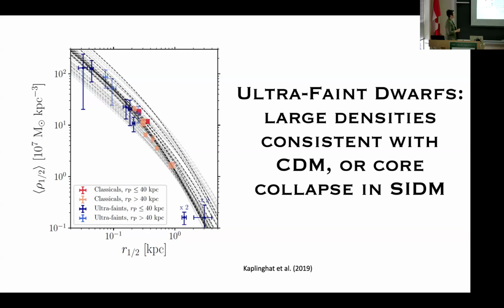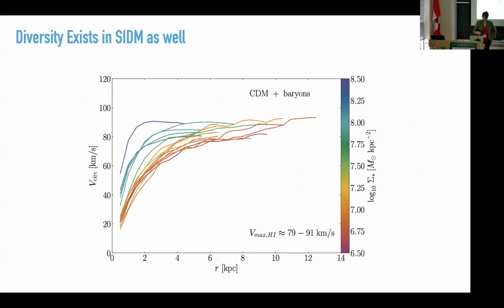So this is the density within the half-light radius of a bunch of Milky Way satellites as a function of their half-light radius. And that's all the colored points. And the black points on here are density profiles from CDM, from the Elvis simulation. And so basically these things are consistent with CDM. So either CDM is right, or a very good model, I should say, or you've had core collapse in CDM. So we model this, we've run all these same galaxies with this velocity-dependent cross-section.